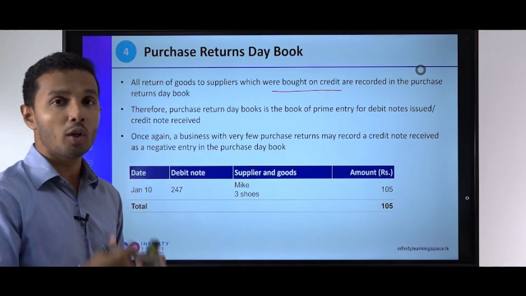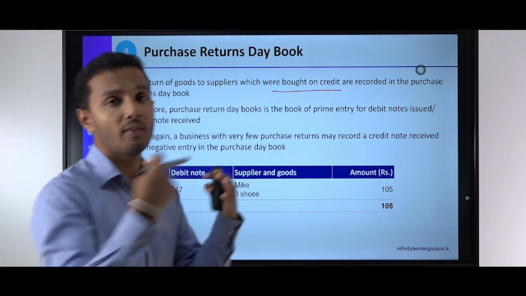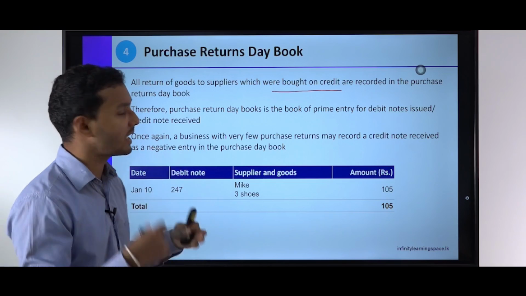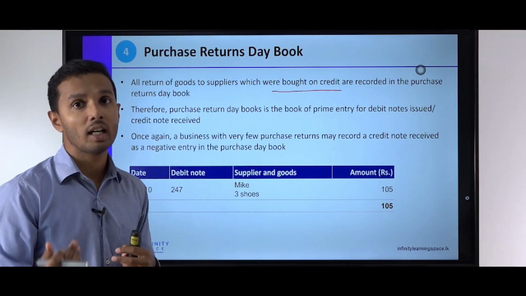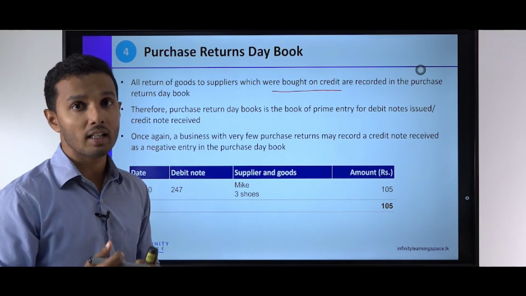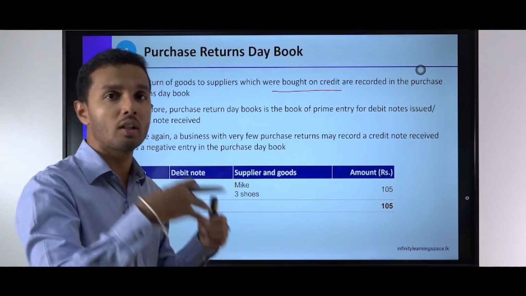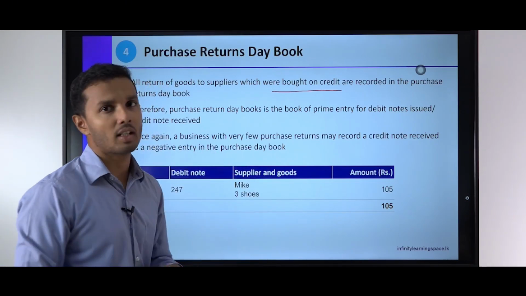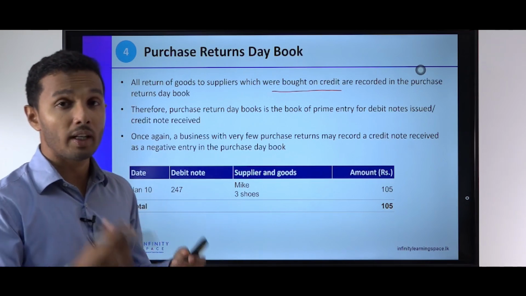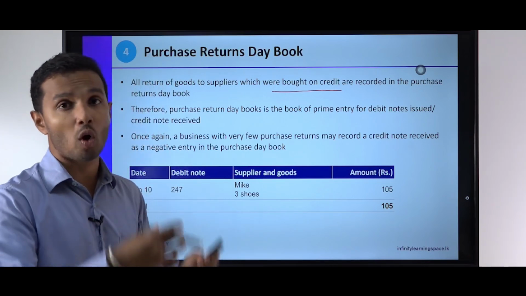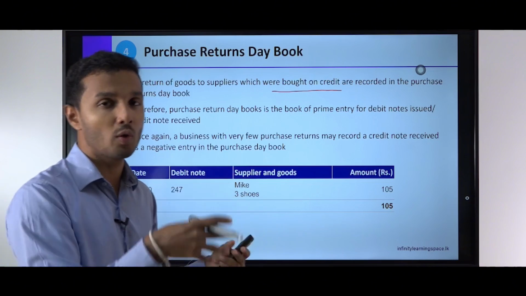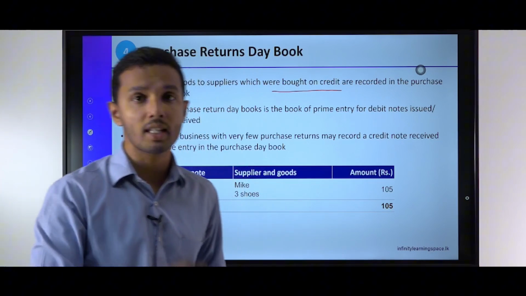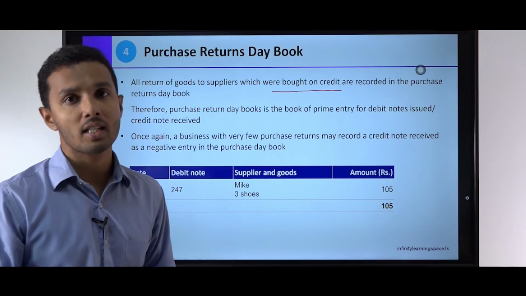If we initially bought goods on cash and then later return them back to the supplier, that is not recorded here because the initial transaction was not on credit. It has to be on credit, right? It has to be goods that we bought on credit that we return to record it in the purchase return day book, right? So if we bought the goods for cash initially and then subsequently we return them to the suppliers, that will be recorded in the cash book, right?